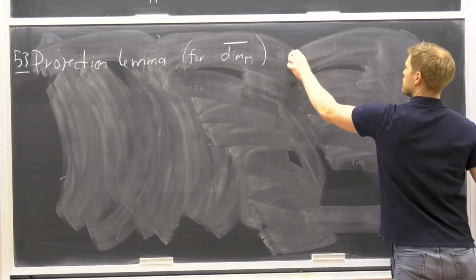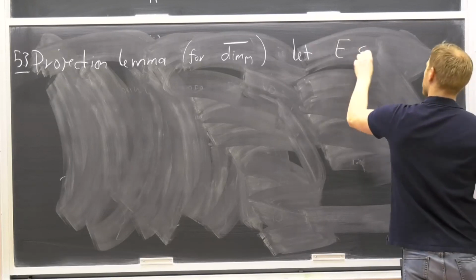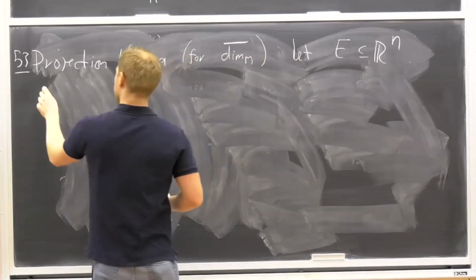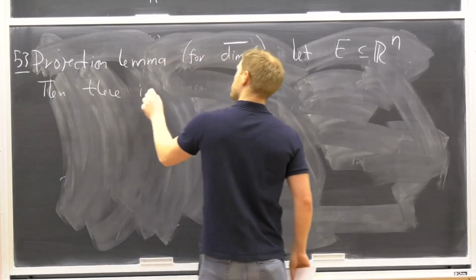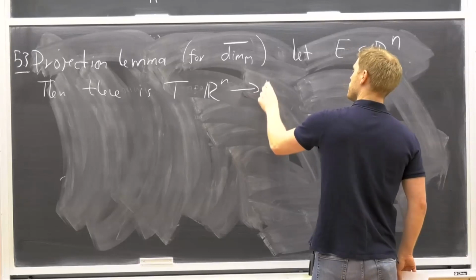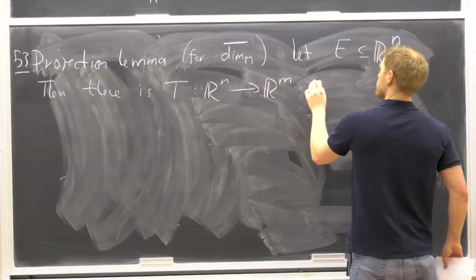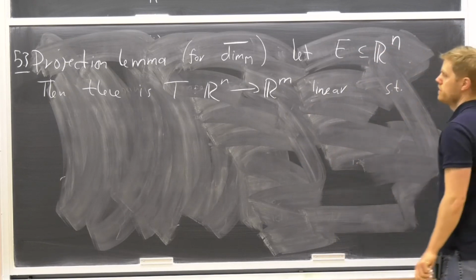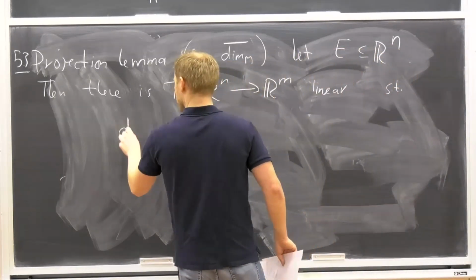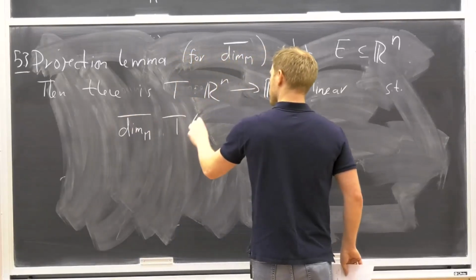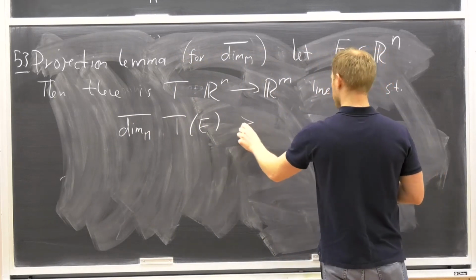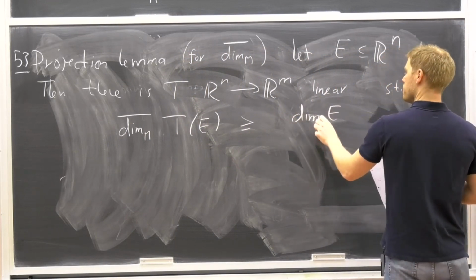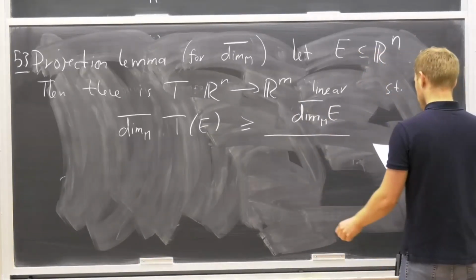And the idea here, which I didn't make explicit with the Marstrand projection theorem, is that you have a subset E of R to the N. Then there is a T from R to the N to R to the M, which is linear, such that, well, you don't get equality, you get the following: the dimension of this projection is at least the dimension of E, times some factor.